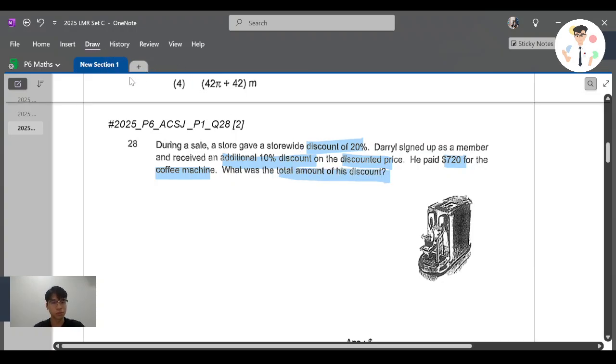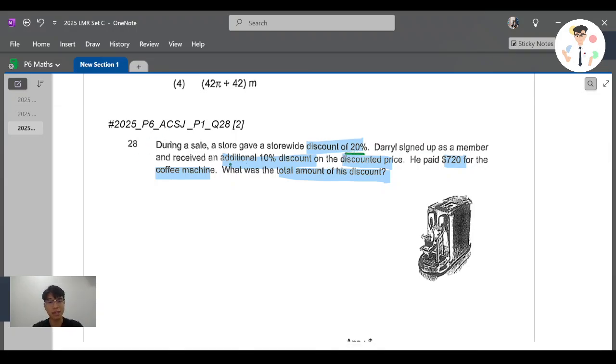Many of you might get disturbed and think, oh, 20%, additional 10% discount, so added together is a 30% discount. And you say, oh, 30% discount means I pay 70%. So you use 70% equal to 720, and find out 100% or 30% is equal to what? But this is wrong.